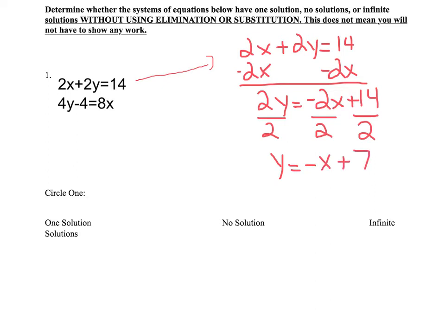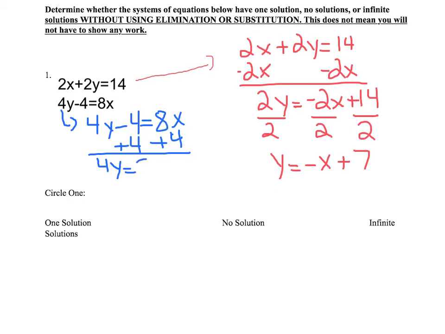Now I need to do something similar with 4y minus 4 equals 8x. So I'm going to do that right here. 4y minus 4 equals 8x. I want to get y by itself, so I'm going to start by adding 4 to both sides. I'll get 4y equals 8x plus 4. Divide by 4. And I get y equals 2x plus 2.